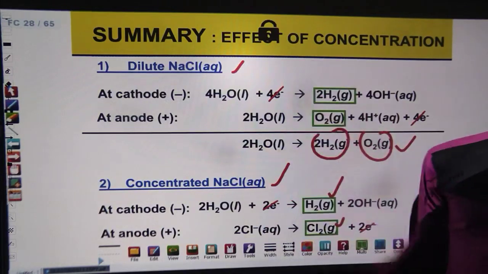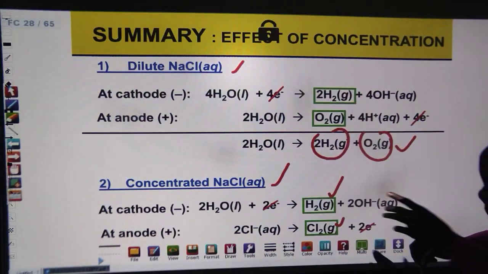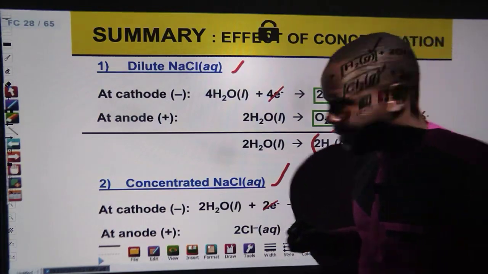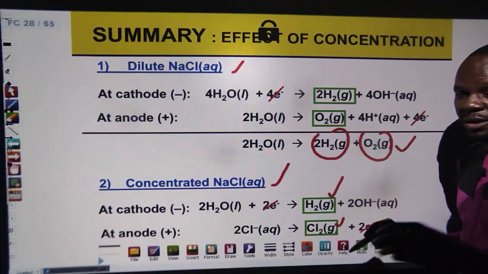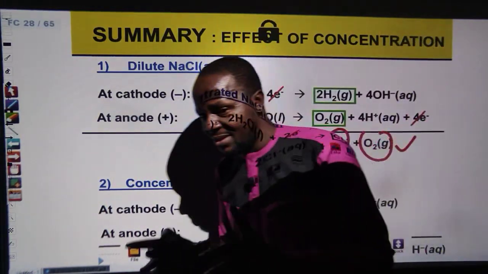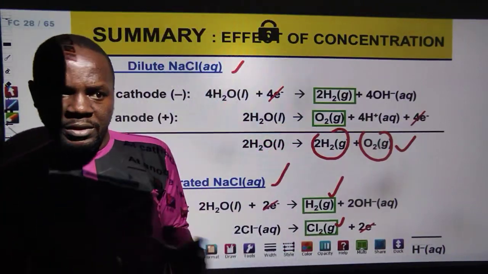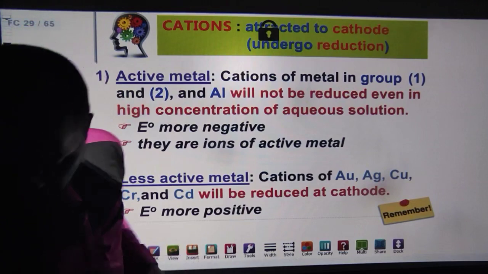This is popular everywhere you go. Dilute will give you hydrogen and oxygen. Concentrated will give you hydrogen and chlorine. I'm talking about cathode and anode respectively. So keep this in mind. Examiners love this, and this is what is going to be asked. Next one.